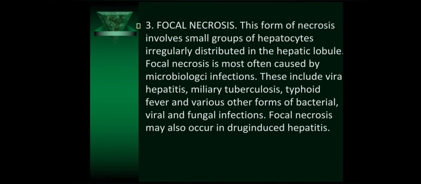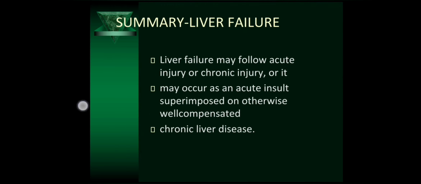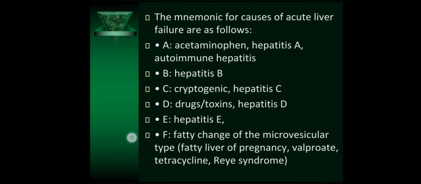Focal necrosis. This form of necrosis involves small groups of hepatocytes irregularly distributed in the hepatic lobule. Focal necrosis is most often caused by microbiological infections. These include viral hepatitis, miliary tuberculosis, typhoid fever, and various other forms of bacterial, viral, and fungal infection. Focal necrosis may also occur in drug-induced hepatitis. So liver failure may follow acute injury or chronic injury, or it may occur as a result of acute insult superimposed on otherwise well compensated chronic liver disease.